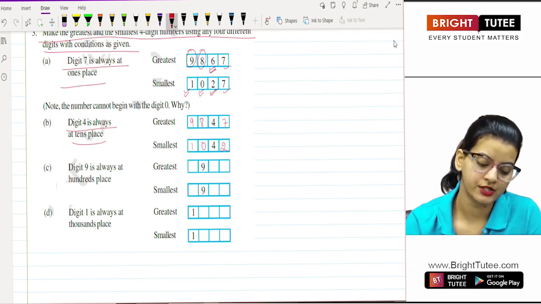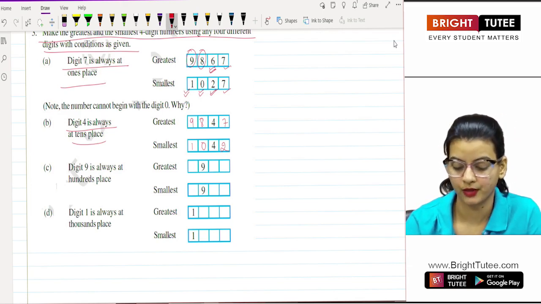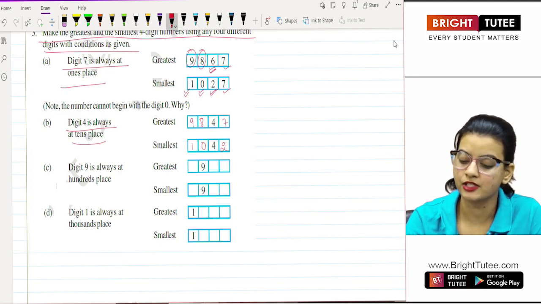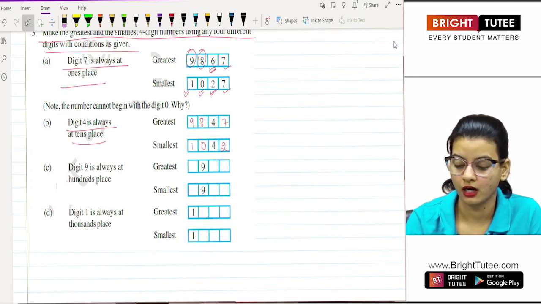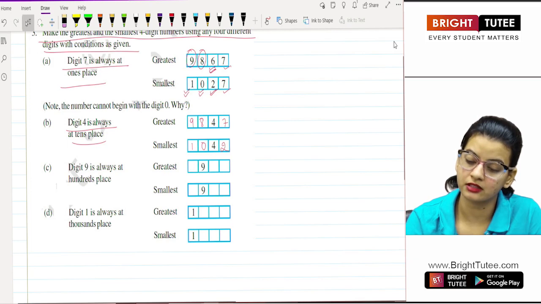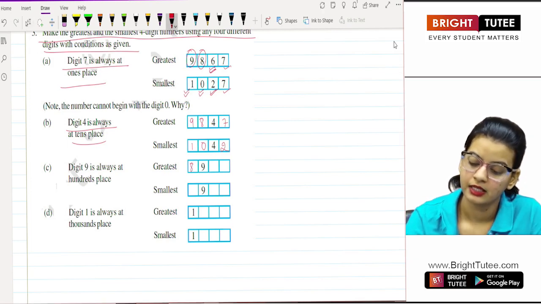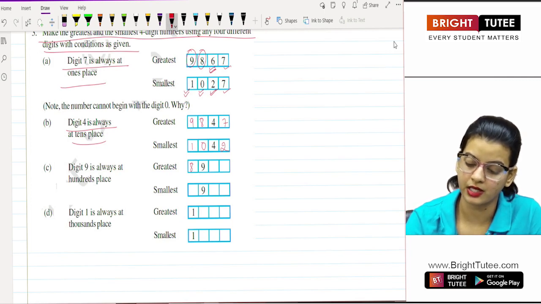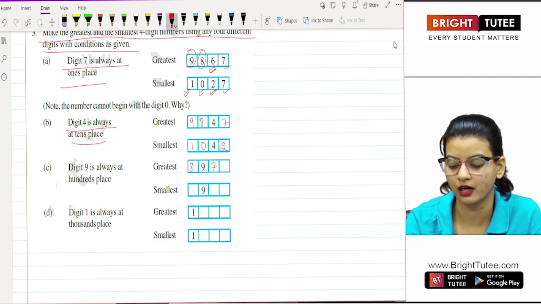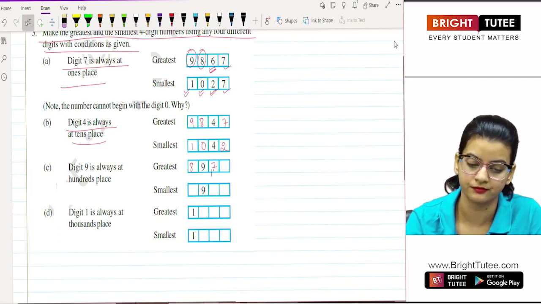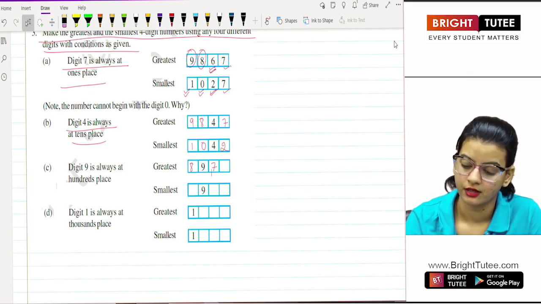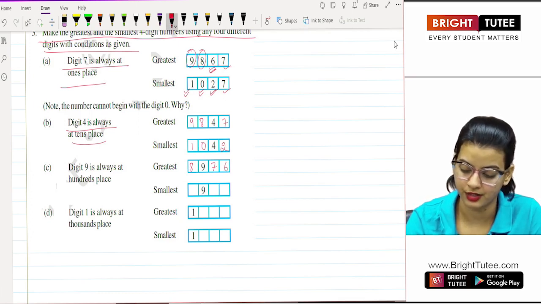Okay. The digit 9 is always at hundreds place. If digit 9 is at hundreds place, which digit can we use at the thousands place? We can use 8 in the thousands place. 9 is already in the hundreds place. So the next greater digit we can use is 7, which we can use over here. Okay, 8, 9, 7. And which is the next one? Which is the next greater digit that we can use? It is 6. All right.